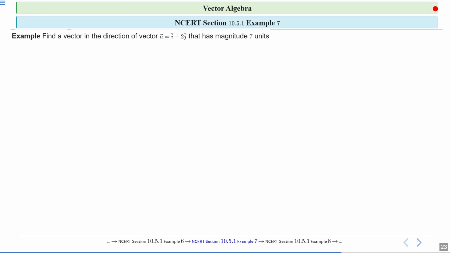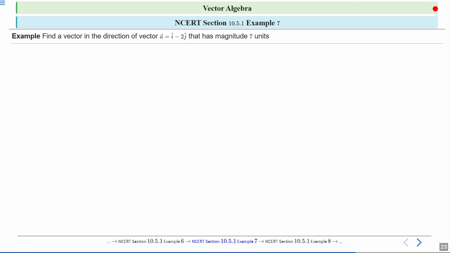Next, NCERT section 10.5.1 example 7. Find a vector in the direction of vector a vector equal to i cap minus 2 j cap that has magnitude 7 units. Again, you have some time to solve or think about this question. After that, we will discuss the solution part.